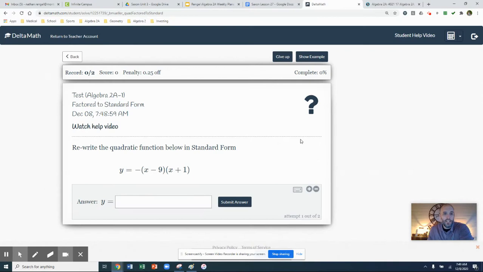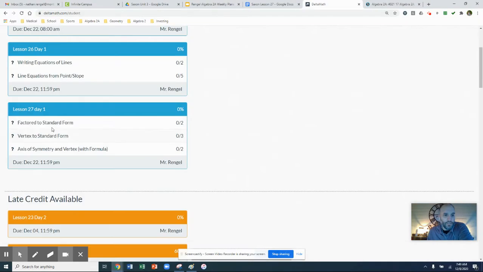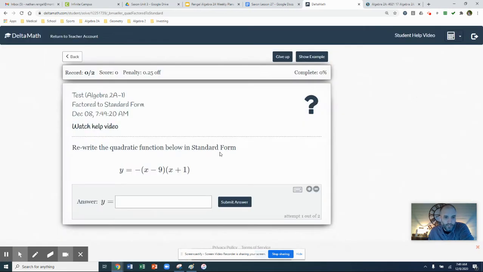All right, so today we have three sections. Our first section is called factored to standard form. Second is called vertex to standard form. And then third is axis of symmetry and vertex from the notes that we just did. Just a reminder, our standard form is ax squared plus bx plus c.